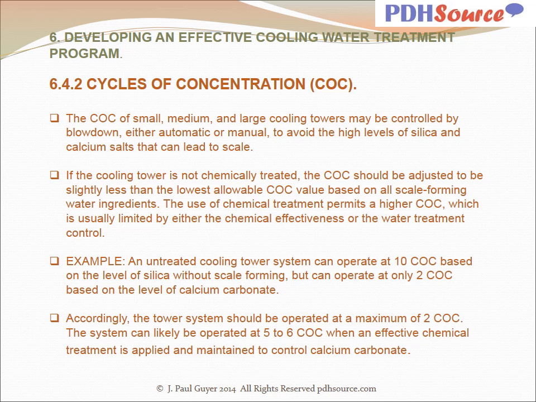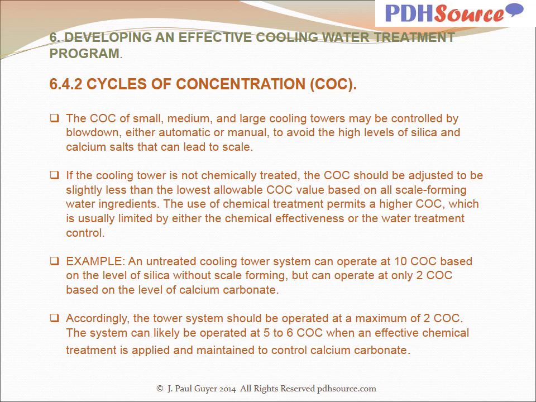The cycles of concentration of small, medium, and large cooling towers may be controlled by blowdown, either automatic or manual, to avoid the high levels of silica and calcium salts that can lead to scale. If the cooling tower is not chemically treated, the cycles of concentration should be adjusted to be slightly less than the lowest allowable COC value based on all scale-forming water ingredients.